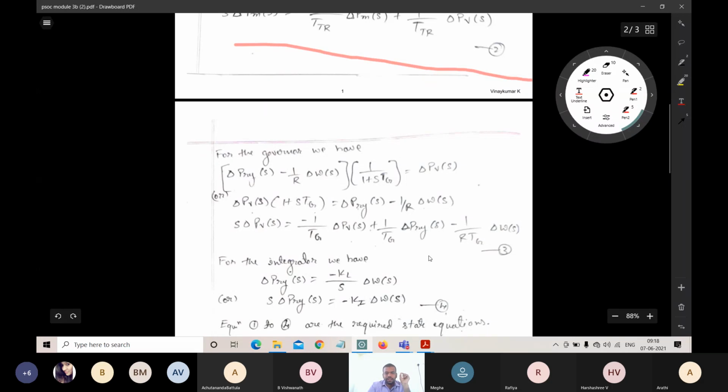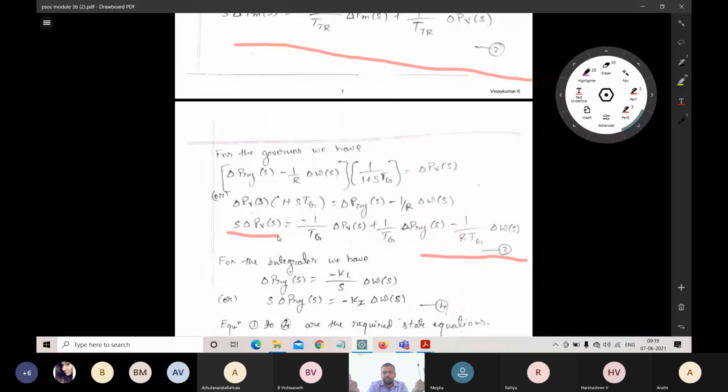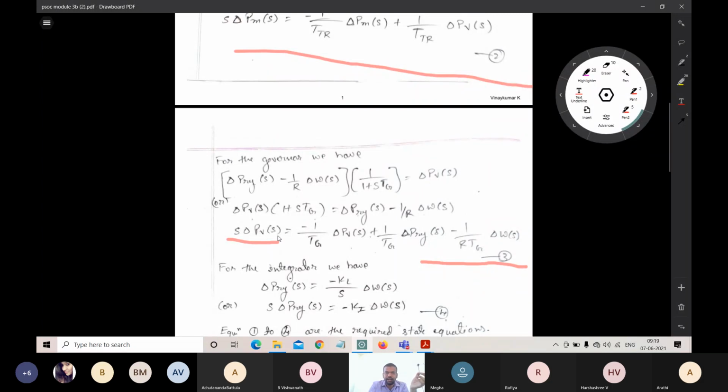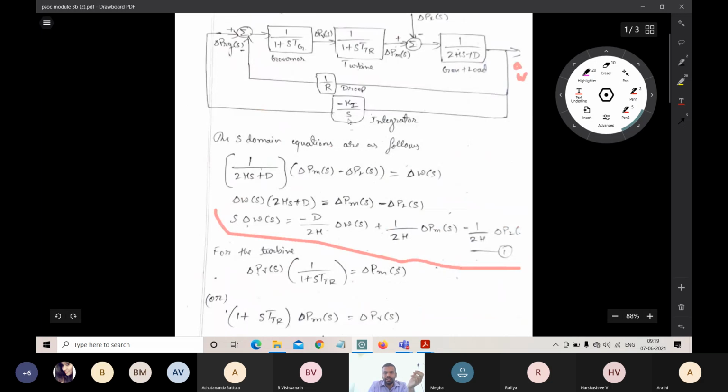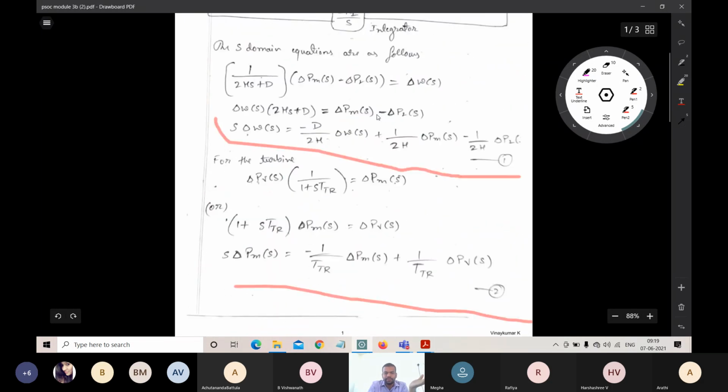So we have derived S delta omega S, S PM of S, S PV of S. These are the different output functions for the governor, turbine and generator plus load. The remaining thing is the integrator, KI by S. So the integrator KI by S. So what is the output? Output is the P reference of S. What is the input? Input is the delta omega S. So substitute here output by input.